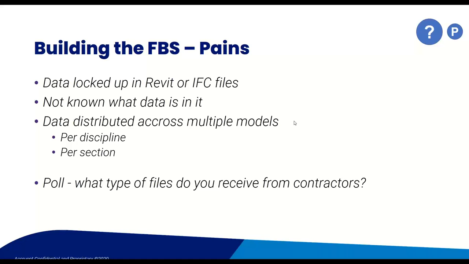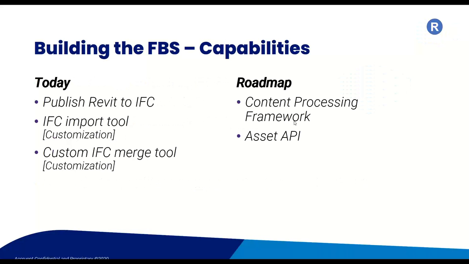Rudy, could you push? Okay. What are the possibilities today? Well, we can publish Revit into an IFC file. We can, in Meridian, import the IFC file as a customization. It is working quite well. And in the import of the IFC file, we will have the facility breakdown structure directly in Meridian. We're going to see that in a minute.